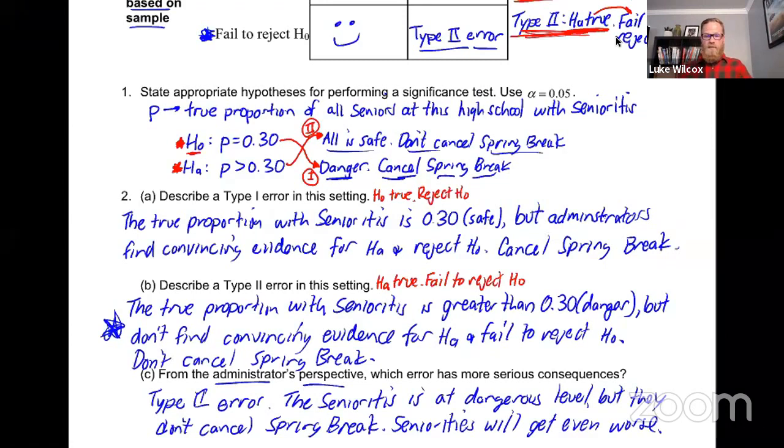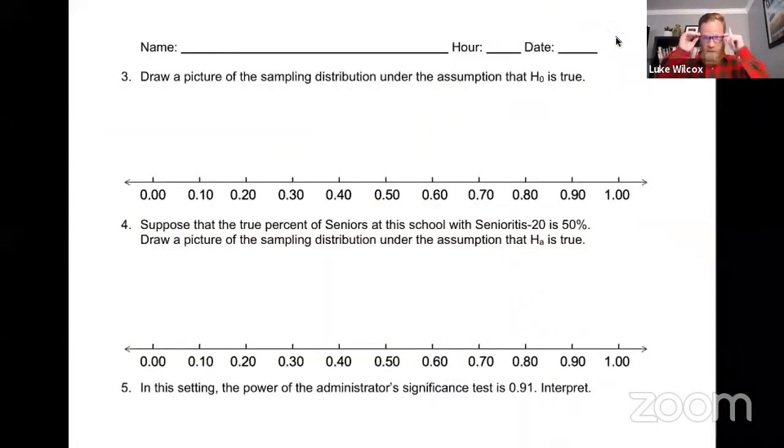All right, so hopefully that gives you a good idea about how to interpret, how to visualize these ideas of type 1 and type 2 error. But I would like to give you an even better visual of this with some sampling distributions, show you with some graphs here. So let's go ahead and flip to the next page. And I think this will help solidify some of your understanding of the type 1 error and the type 2 error. So here number 3 says, draw a picture of the sampling distribution under the assumption that the null hypothesis is true.